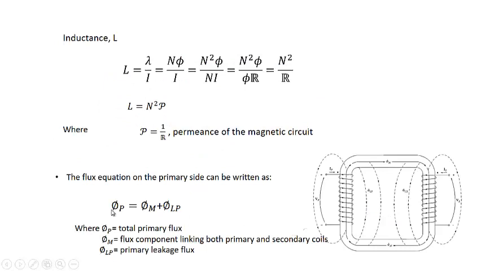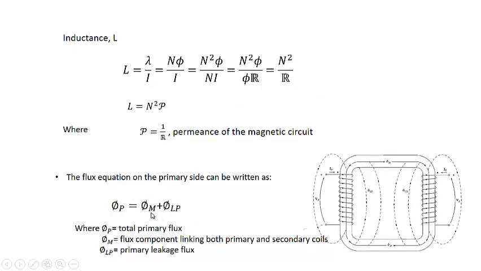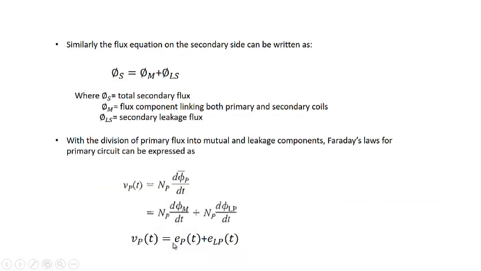By multiplying Np first and then differentiating, Np d phi p by dt is equal to Np d phi m by dt plus Np d phi lp by dt. So this is the equation for Vp. Here, let us say this term is EPT, that is the EMF produced. This is the input voltage, and this is the ELP. We can say this will be the voltage drop due to this flux leakage.